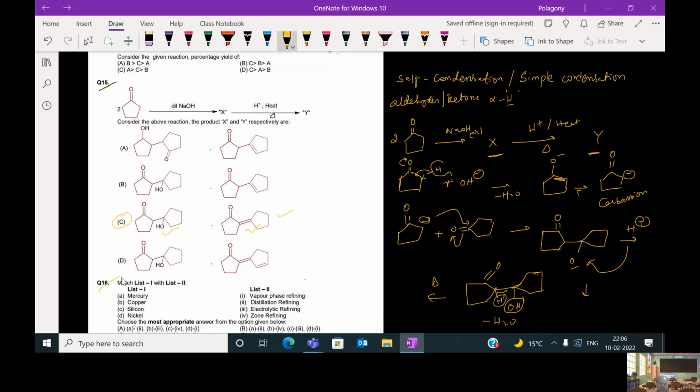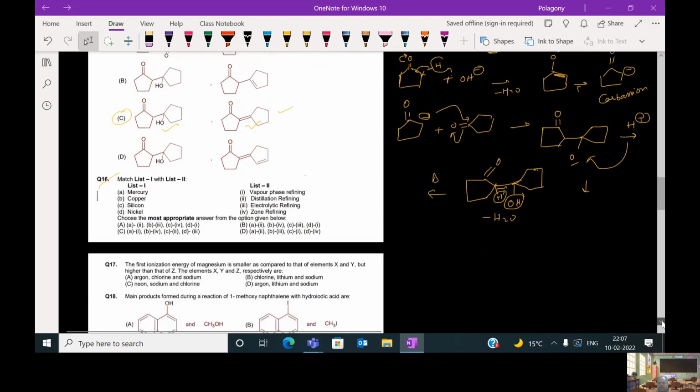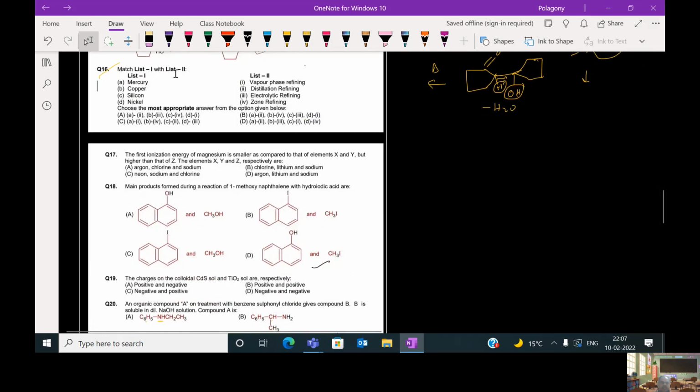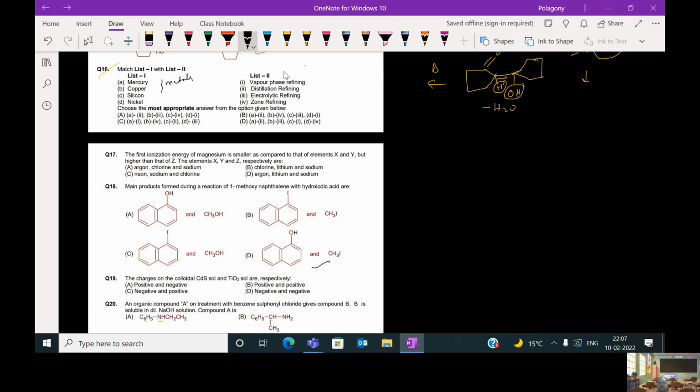Now the 16th question. If you observe, the 16th question is match the following, with list 1 and list 2 given here. In list 1, metals are mentioned, and in list 2, their extraction procedures are given.